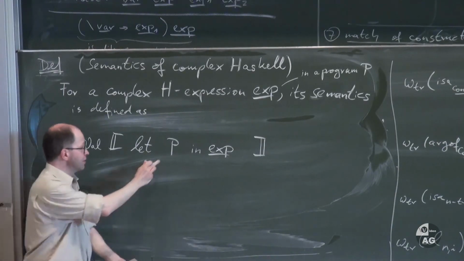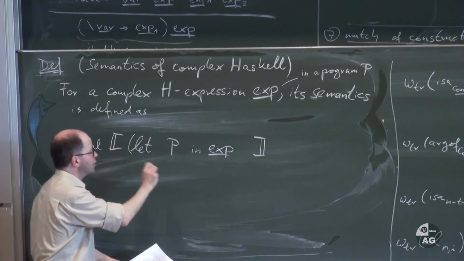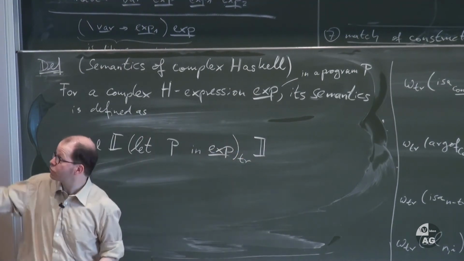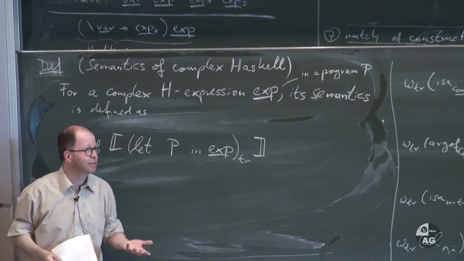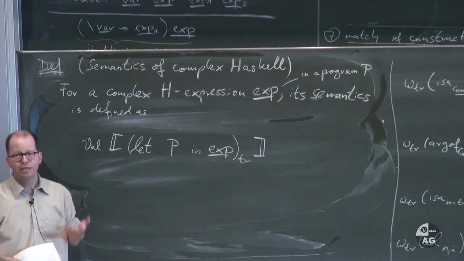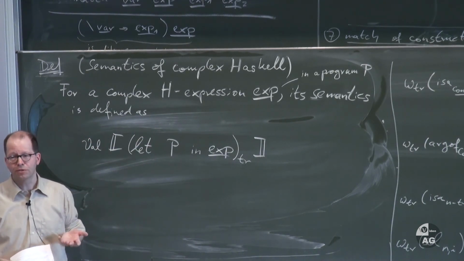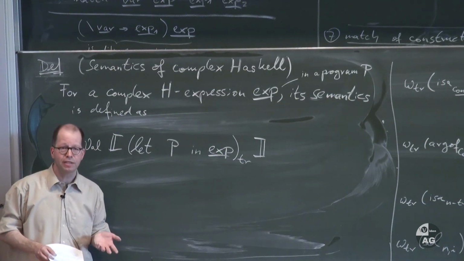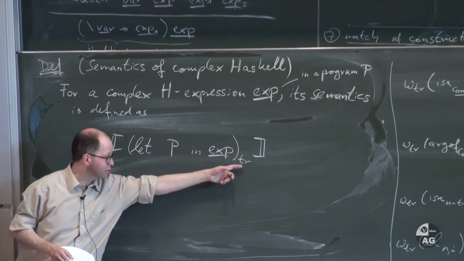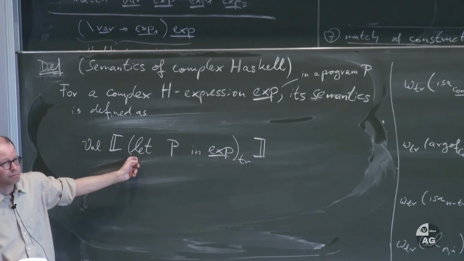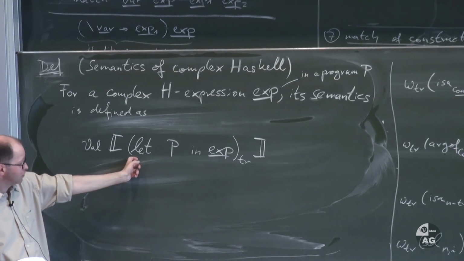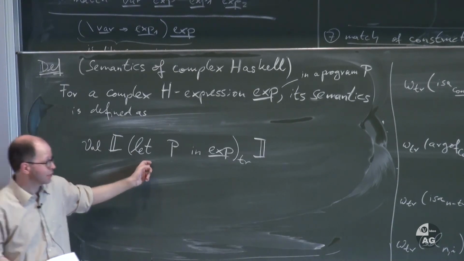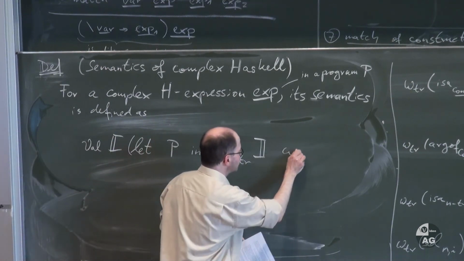So what do we do? This is a complex Haskell expression. We transform it. So we take this expression and use this transformation. And this transformation just means apply these rules until you cannot continue anymore. So these rules give you a unique result, and their application is terminating. So if you apply these rules, you will transform this complex Haskell expression into a simple Haskell expression. And now we are interested in the semantics of the simple Haskell expression. And in which environment do we do this?